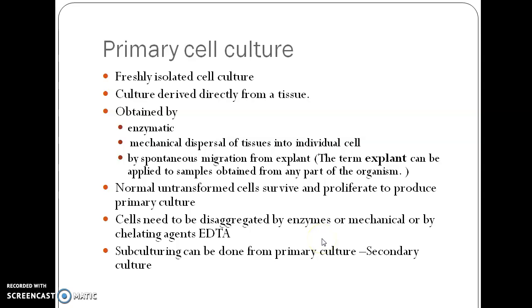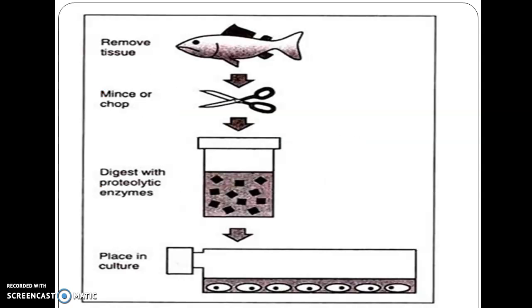So, hope you understand what an explant is. An explant is any tissue or a sample of tissue that is obtained from any part of the organism. Okay. And you know what a primary culture is? Freshly isolated cell culture is primary culture. From that, when we take another tissue and subculture it, it is called secondary culture.